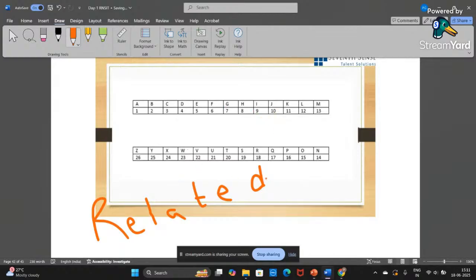For R, what is the opposite letter? I. For E, it is V. For L, it is O. For A, it is Z. For T, it is G. For E, it is V. For D, it is W. This is your answer.